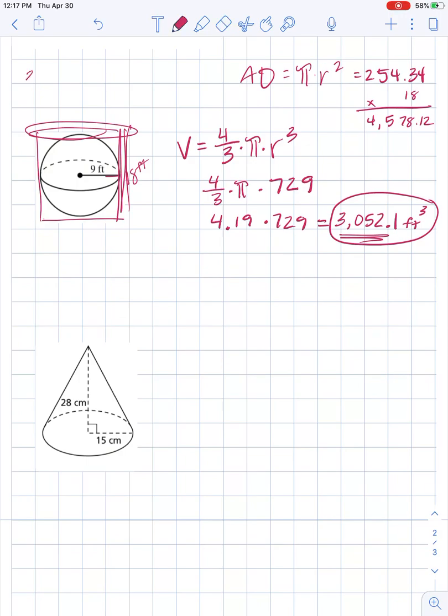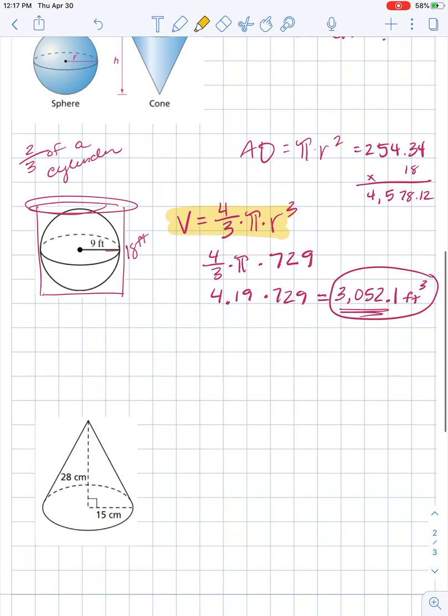Maybe I shouldn't have erased that. I'll leave that on the notes: 2/3 of a cylinder. I will neaten this up a little bit. This right here is what you really got to be able to follow. The volume of a sphere is 4/3 times pi times the radius cubed.